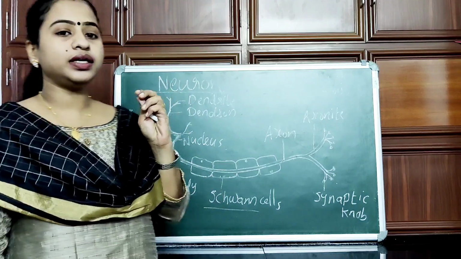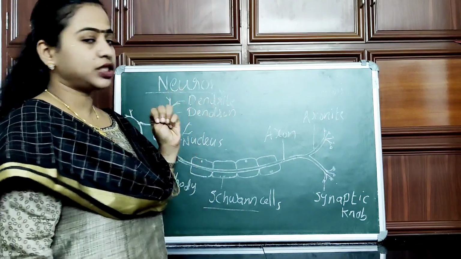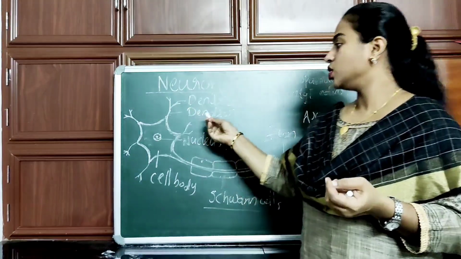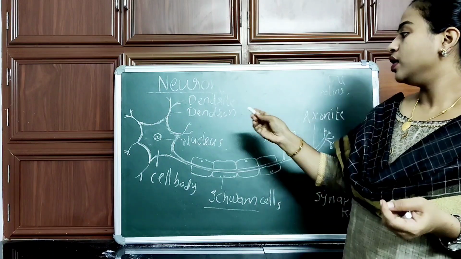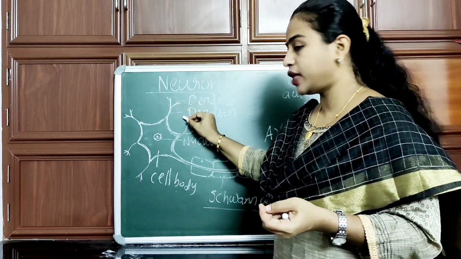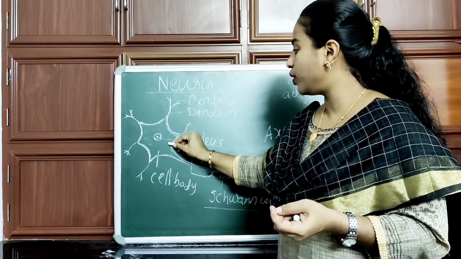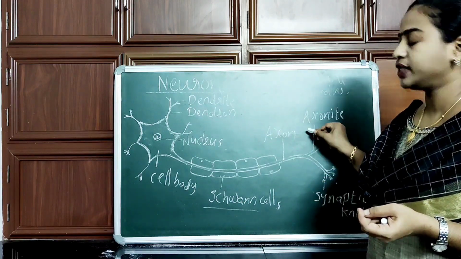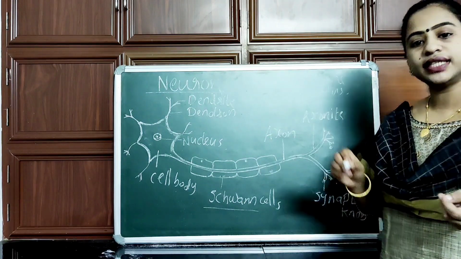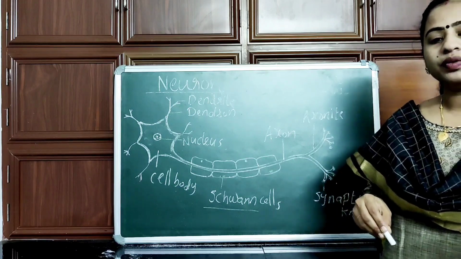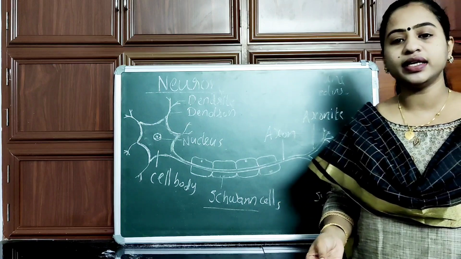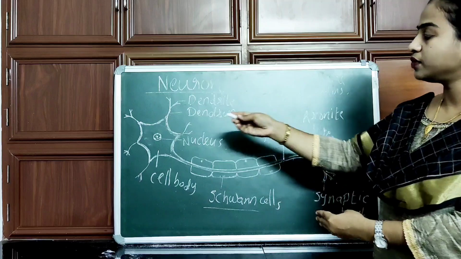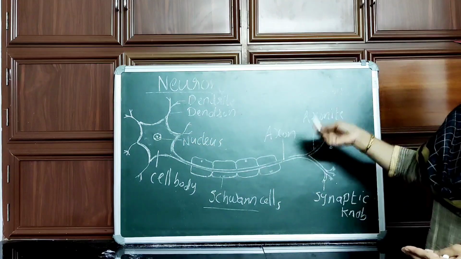That's all about the different parts of the neuron and their functions. Once again, the impulses move from the dendrite to dendron, from dendron to the cell body, then cell body to the axon, then axon to axonite, then axonite to the synaptic nerve. From the synaptic nerve, the neurotransmitters are secreted and stimulate the adjacent neuron. So the impulses will pass to the next neuron.